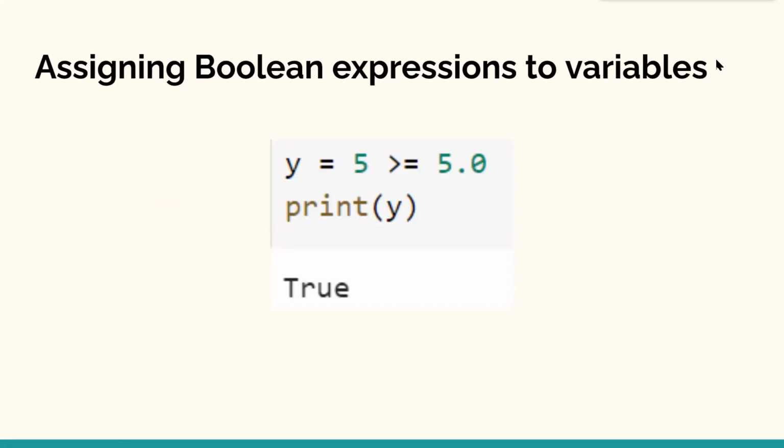Also, we can assign Boolean expressions to variables. This example is identical to the first one I showed in the earlier slides. Here, we are simply assigning the Boolean value for the expression 5 greater than or equal to 5.0. So the Boolean value will be true. And we assign variable y equal to true, and we print y, the output will be true.